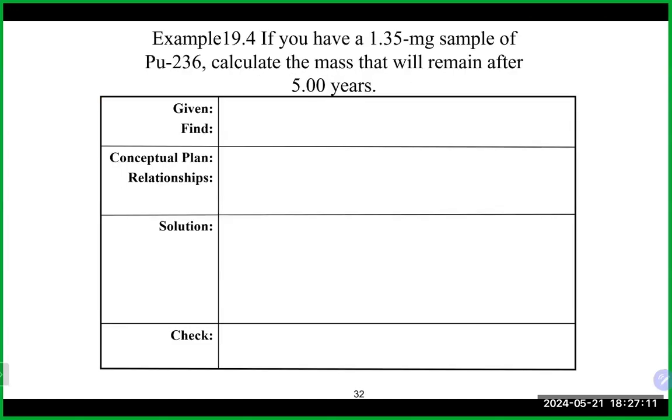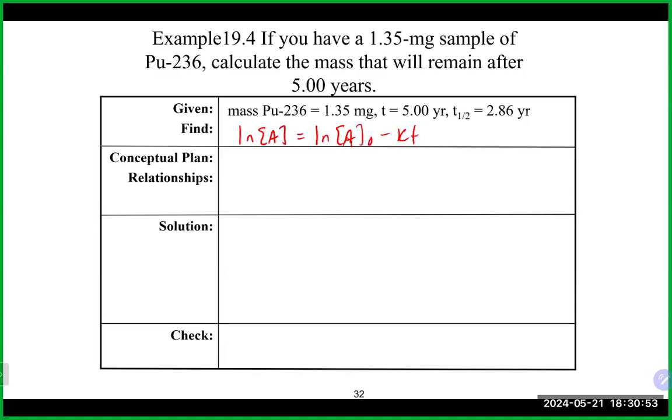So why don't you give this a go here? If you have a 1.35 milligram sample of plutonium-236, calculate the mass that will remain after 5 years. The half-life of Pu-236 is 2.86 years. Obviously, radioactive decay, we're going to roll with those two equations, which is really, again, our first order kinetics. And if you just want to use the regular sort of first order equations, that's fine. Or you can use the nuclear chemistry version of it, which is basically the same.